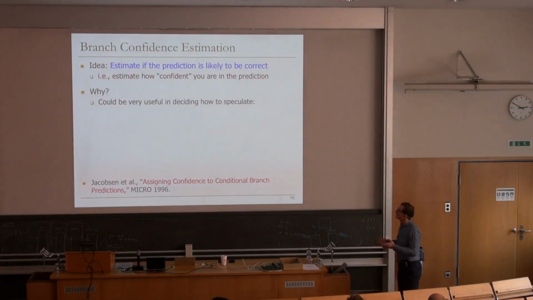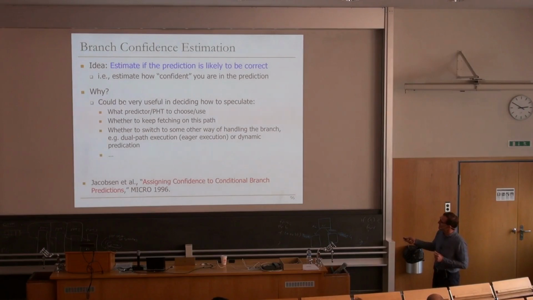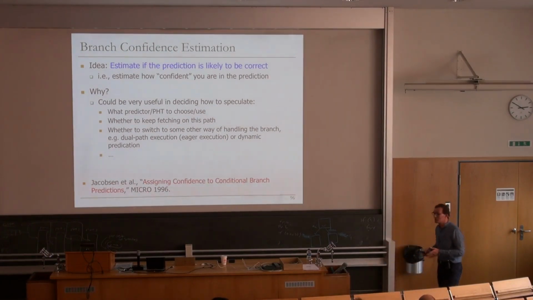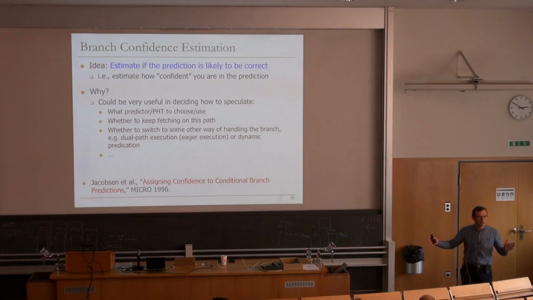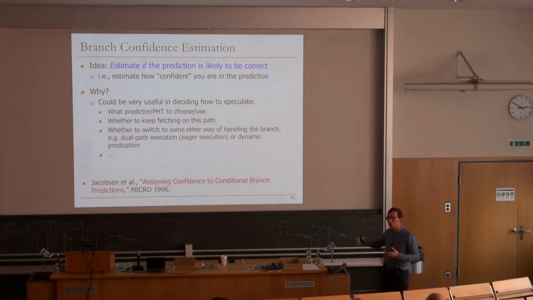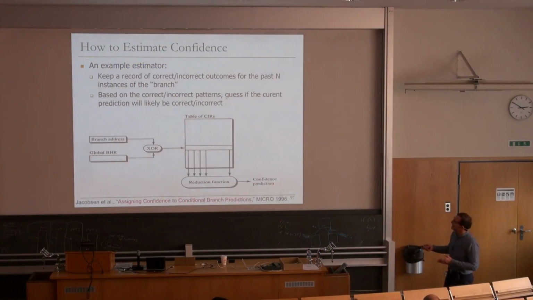Why do you do that? Because it could be very useful in deciding many things, how to speculate. It's actually a small framework for building many things, like what predictor to choose or use, whether to keep fetching on this path, and whether to switch to some other way of handling the branch, or whether to completely switch to some other thread, right? If you figure out your confidence, you can build a better predictor, or you can build better policies as to what to do.